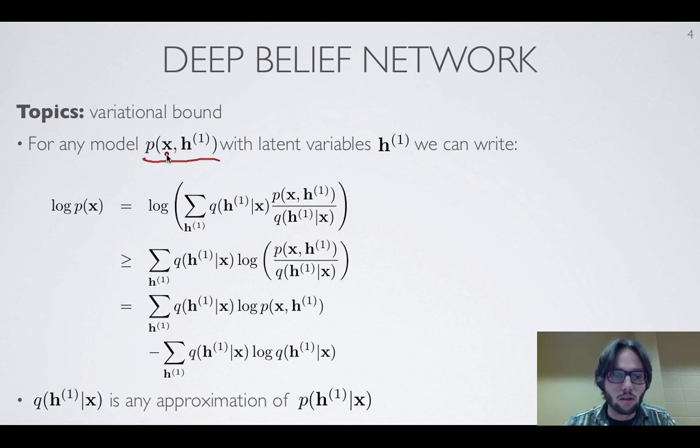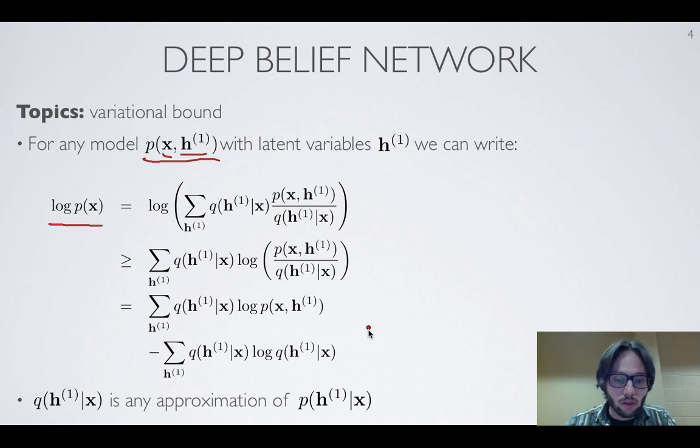But any model that defines a distribution over x using some latent variable h1 is going to have the following variational bound. The idea of the variational bound is to take the log likelihood, which might be too complicated to compute. So log of p of x would require summing over h1, and there are some models where the interactions between x and h1, or the number of values of h1, might be too complicated to allow for performing that sum exactly.